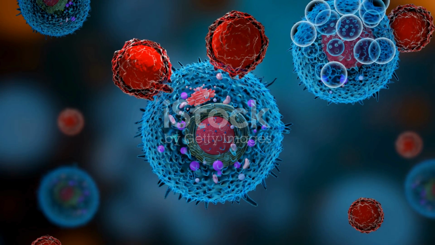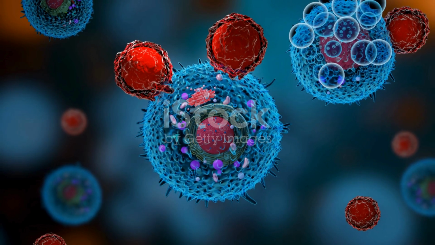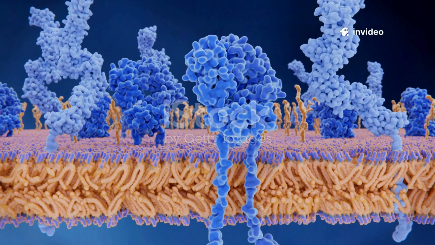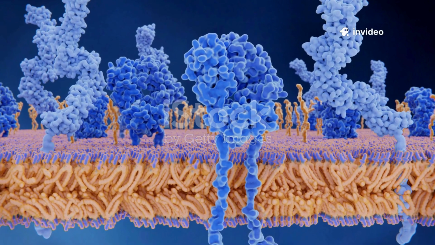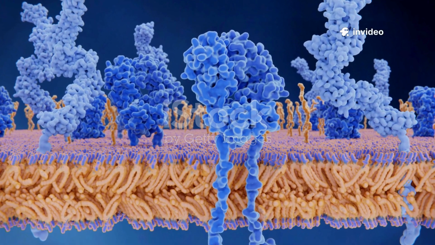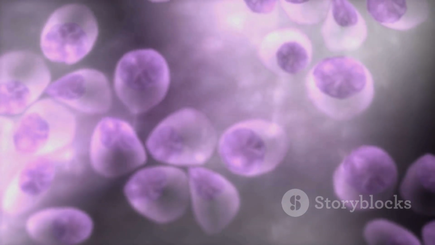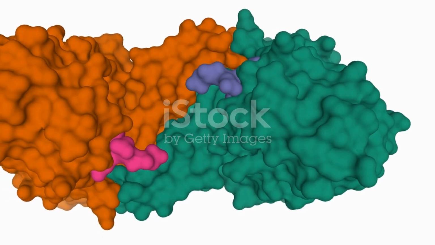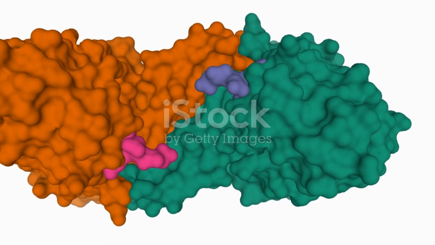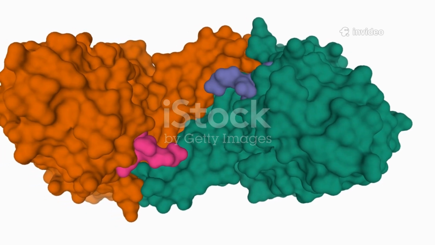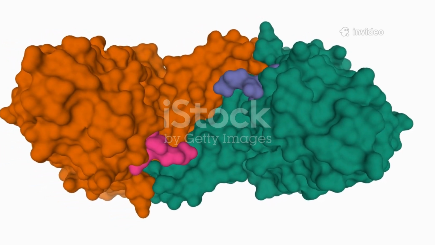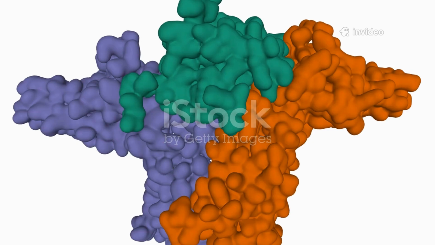A. Cell structure and composition. T cell receptor, TCR. This is the defining feature of T cells. Unlike antibodies that can recognize free-floating antigens, the TCR recognizes antigen fragments presented on major histocompatibility complex, MHC, molecules on the surface of other cells.